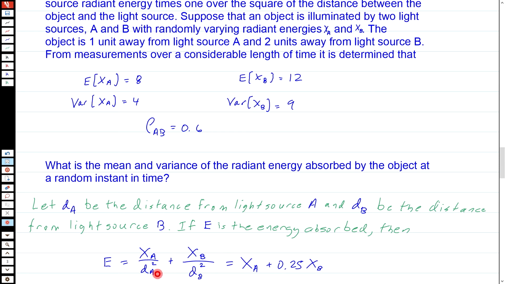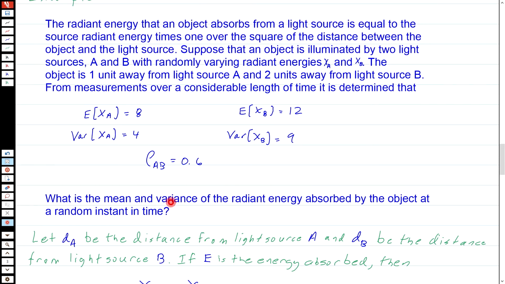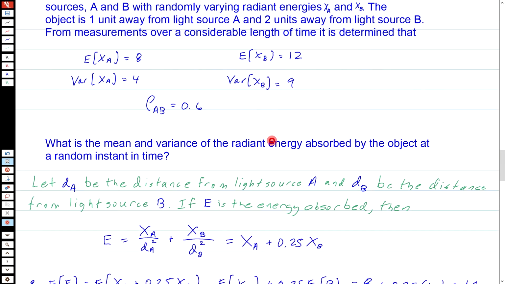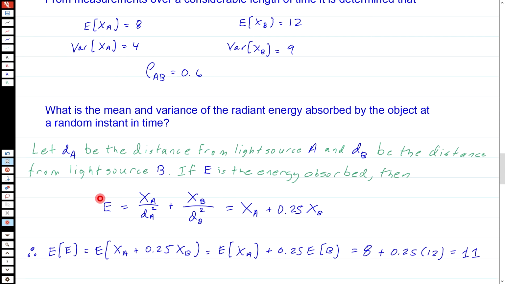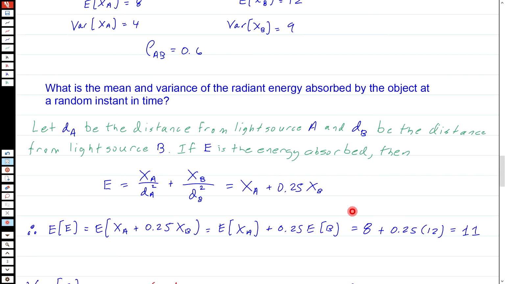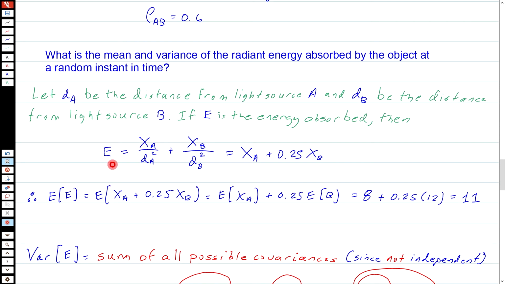And if I plug in the numbers, I know that dA is 1, and dB is 2. So I've got XA over 1 squared, which is just XA, and XB over 2 squared, which is 0.25, or 1/4 XB. So I've got an expression now for the energy absorbed by the object at any instant in time. If I look at the mean of this radiant energy absorbed, it's just the expected value of XA plus 0.25 XB.